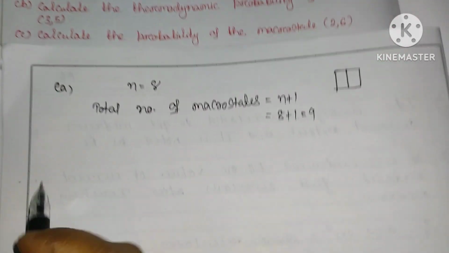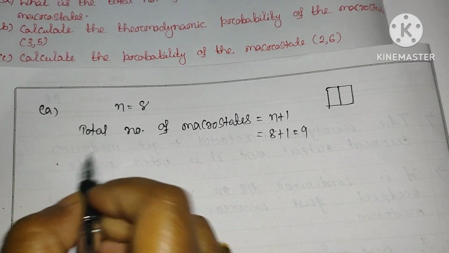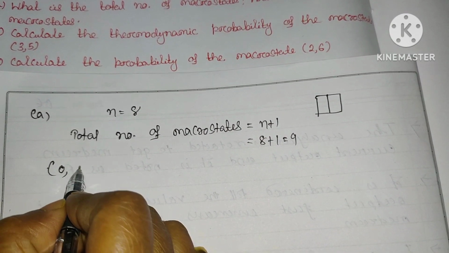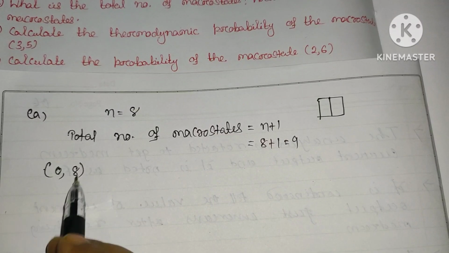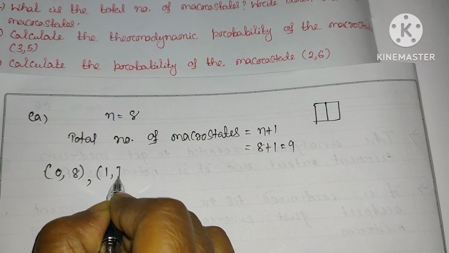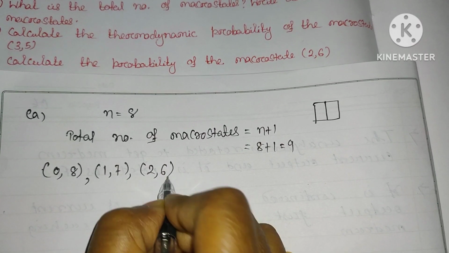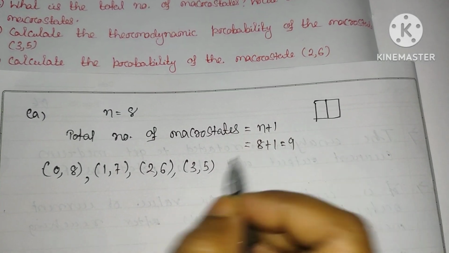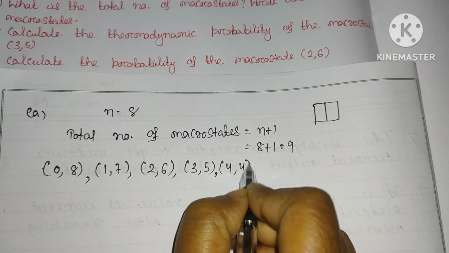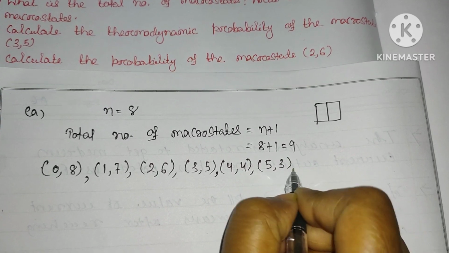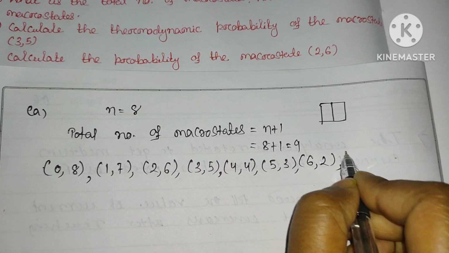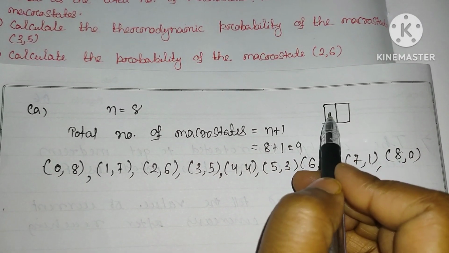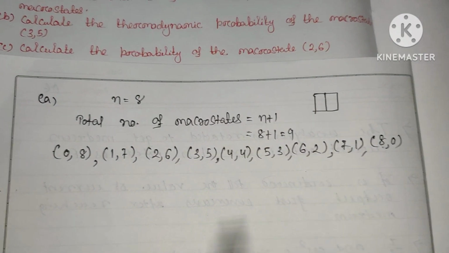And write down all the macrostates. Like in the first section there will be no particles, and in the second section all the particles lie. So 0, 8, similarly 1, 7, 2, 6, again 3, 5, there will be 3 particles in the first section, 5 particles in the second section, 4, 4, 5, 3, 6, 2 and 7, 1, the last one is 8, 0. So there will be 8 particles in the first section, no particles in the second section.